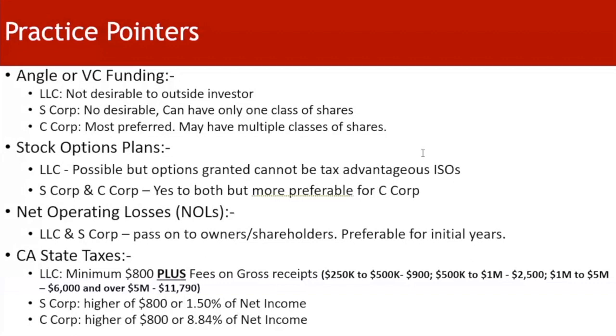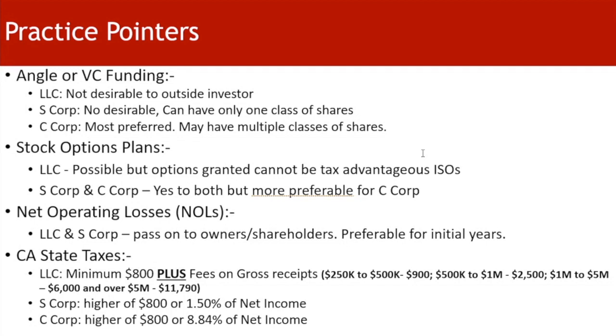As I briefly mentioned earlier, for angel or VC investors, an LLC is not desirable. An S corporation is also not desirable, because it can have only one class of stock. It cannot have preferred stock. So the C corp is the most preferable for VC and angel investors. With regard to stock option plans, an LLC is possible, but it does not provide any tax advantage for the ISO. S corp and C corp can both have a stock option plan, but it works very well with the C corporation.